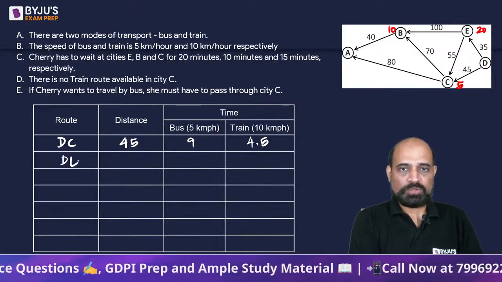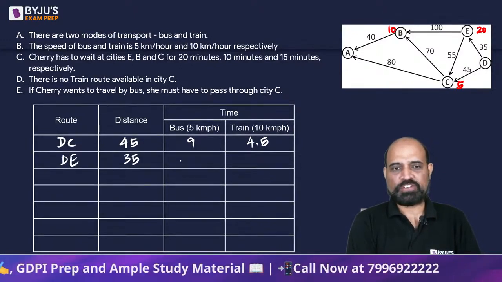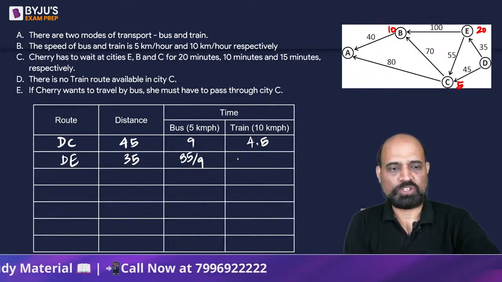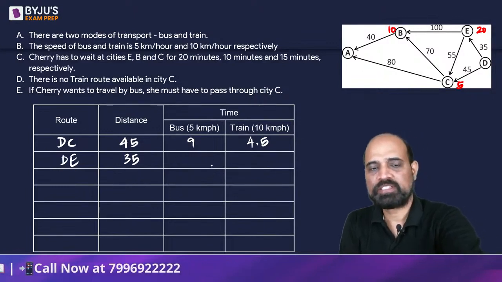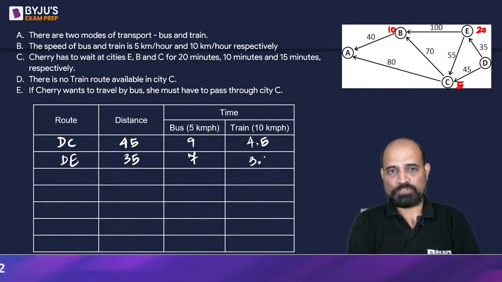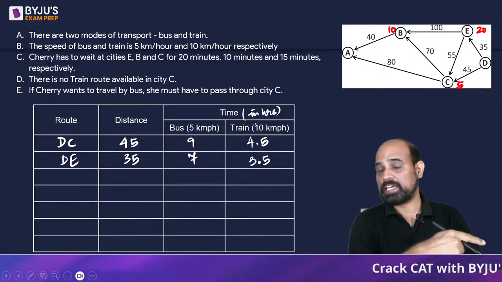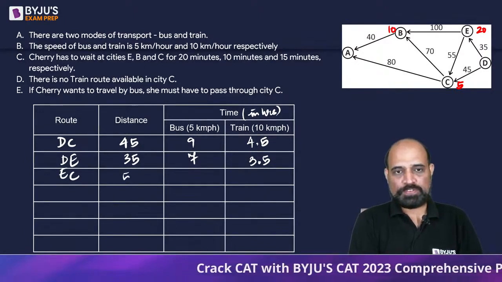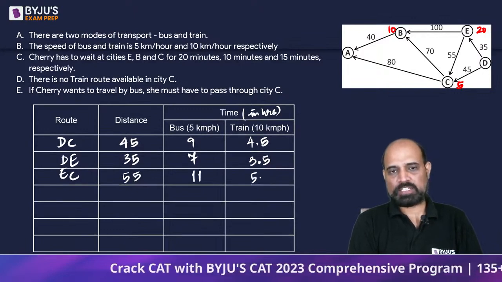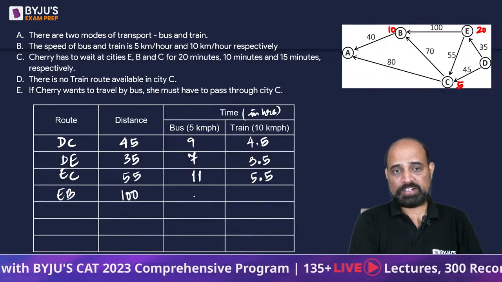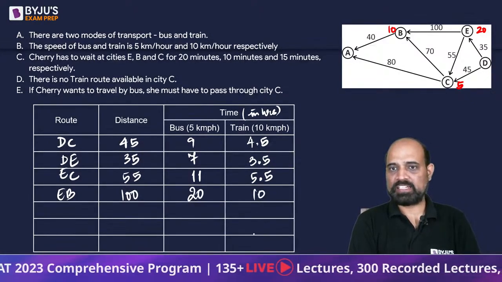Okay, let's look at the route DE, 35. So 35 by 5, karna hai na? That is going to be 7, and 7 ka half, 3.5. So these are the time in hours that the bus and the train are going to take to cover that particular route. Okay, next comes in EC. So EC is 55, 55 by 5 is 11, and this is 5.5. If you look at EB, EB is 100, 100 by 5 is 20, or 100 by 10 is 10.